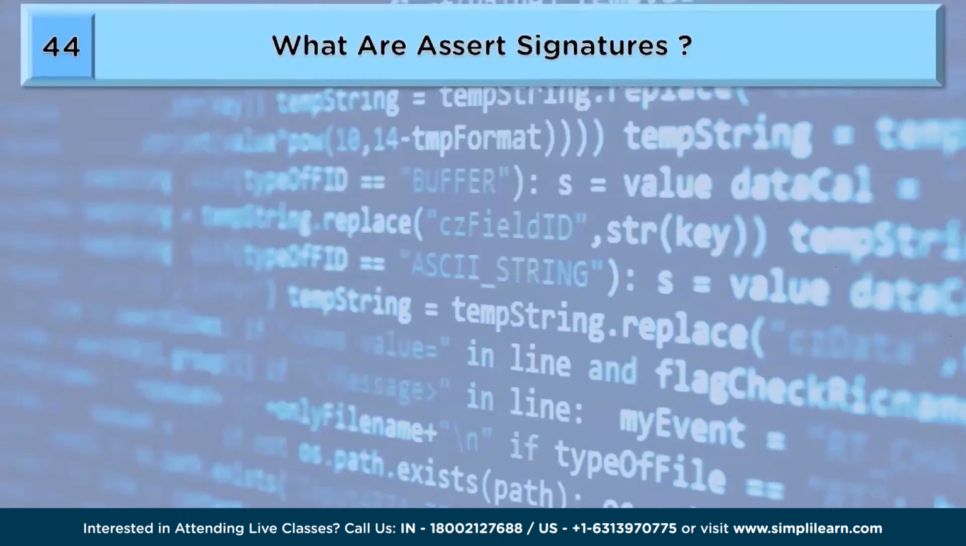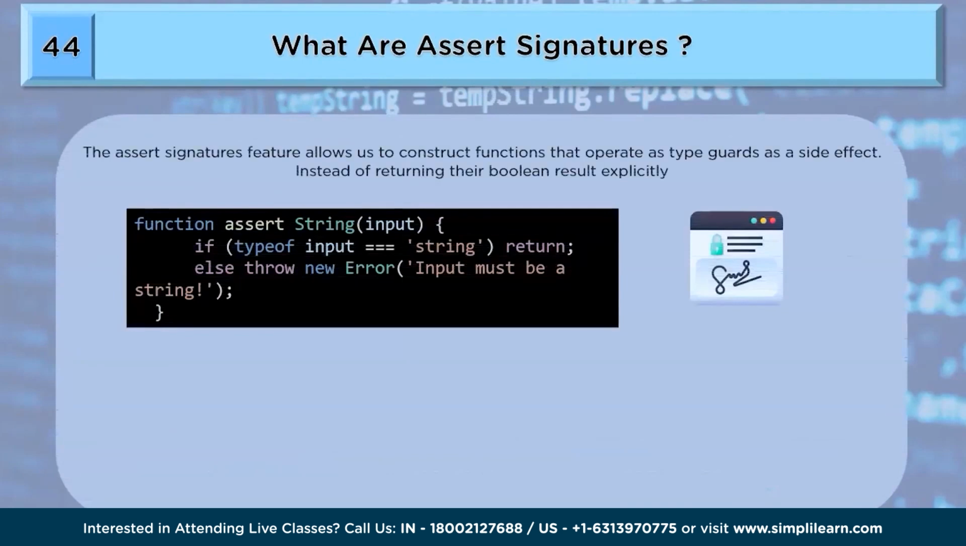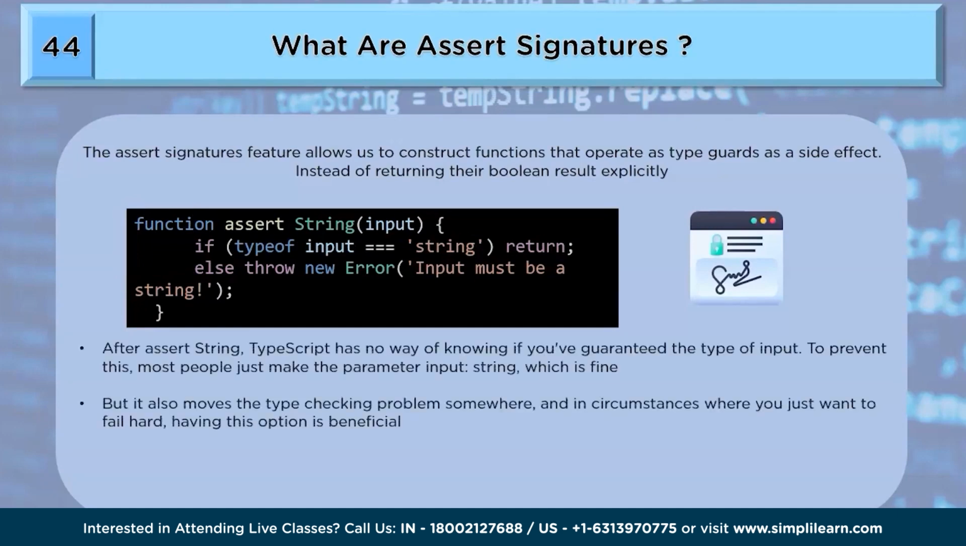What are assert signatures? The assert signature feature allows us to construct functions that operate as type guards as a side effect, instead of returning their Boolean result explicitly. After assert string, TypeScript has no way of knowing if you have guaranteed the type of input. To prevent this, most people just make the parameter input string, which is fine. But it also moves the type checking problem somewhere else, and in circumstances where you just want to fail hard, having the option is beneficial.